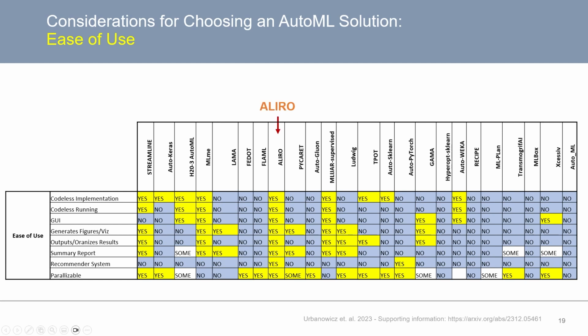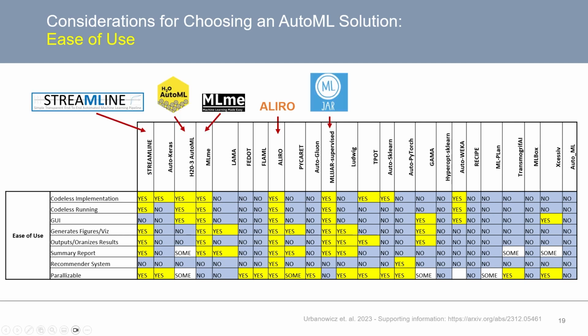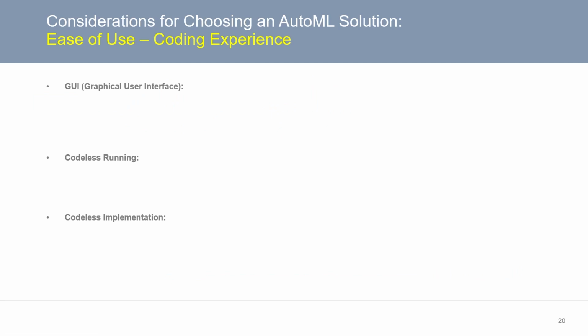With respect to ease of use, the Aliro AutoML stood out in particular, having checked all of these boxes, and Streamline, H2O AutoML, MLme, and MLJAR also stood out. Looking a bit more closely at ease of use with respect to user coding experience, let's talk more about the availability of a graphical user interface, codeless running, and codeless implementation.